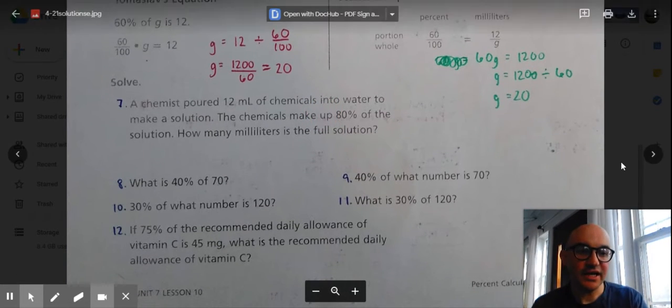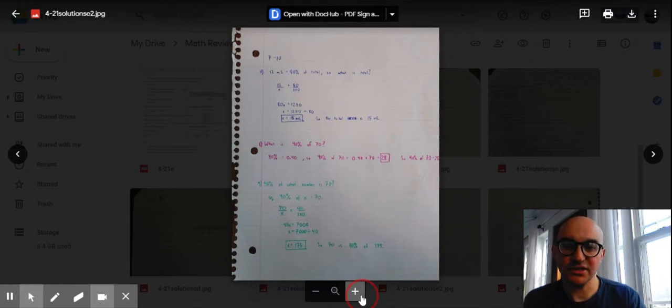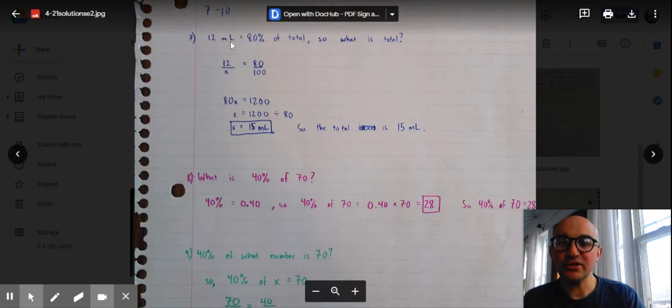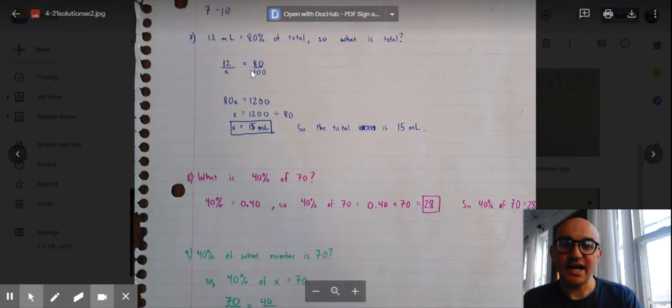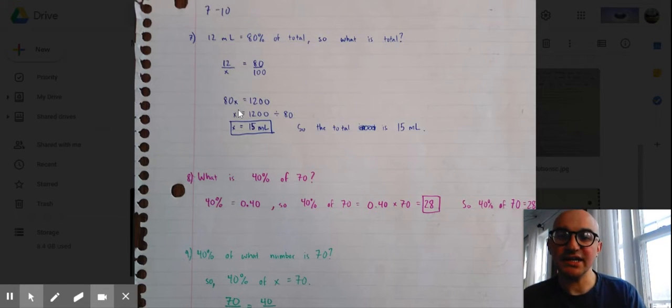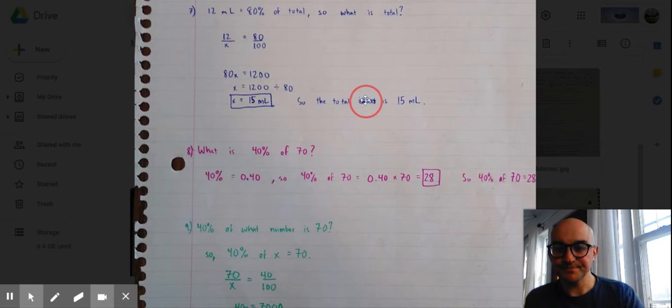For 7, 8, 9, and 10, I'm going to take you to my notebook paper so you can see my solutions for these problems. Problem 7 right up top here. 12 milliliters is 80% of total, so what's the total? I set it up as a proportion problem, and I cross multiply, so 1200 equals 80x. X equals 1200 divided by 80. X equals 15 milliliters, so the total is 15 milliliters.